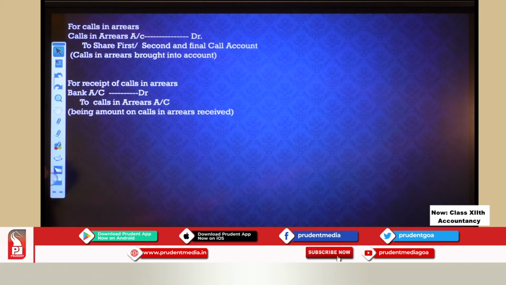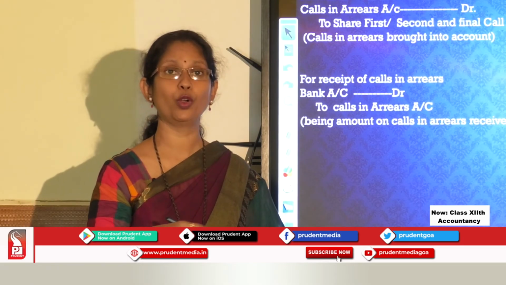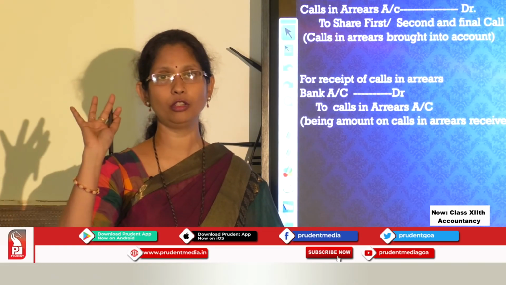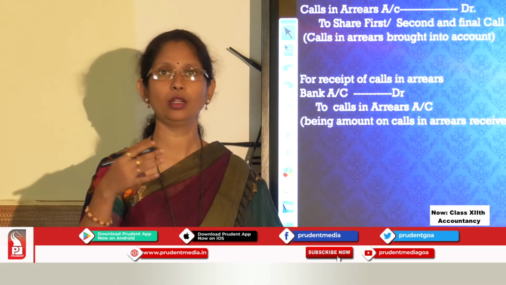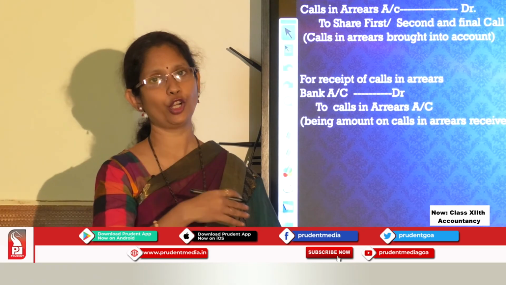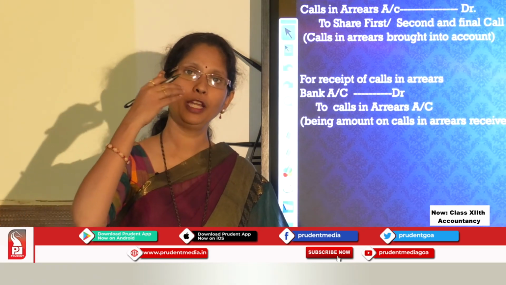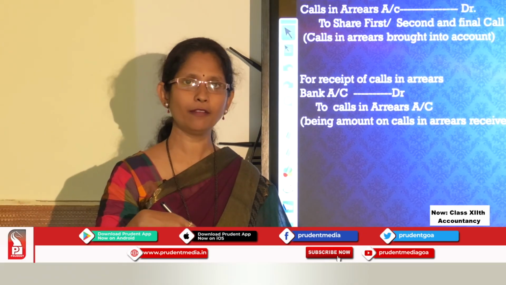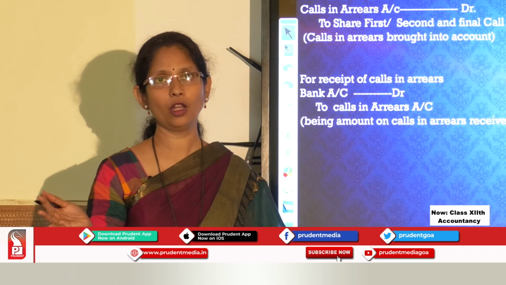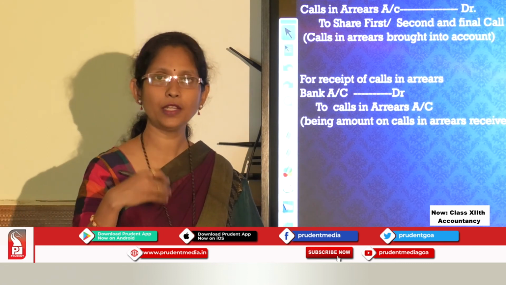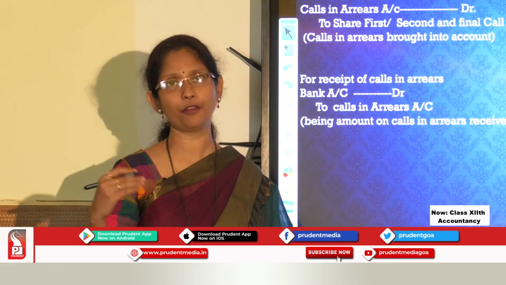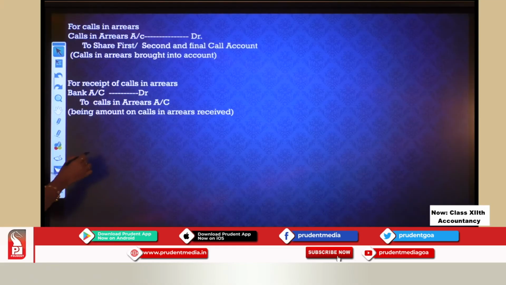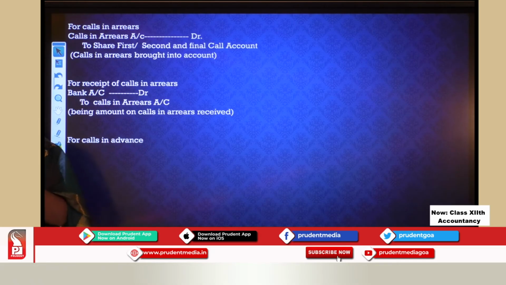Now we go for the next thing, next concept. These were the calls in arrears. Now there may be some people who want to finish off paying all the money on the shares, whether the company makes the call or not makes the call. So along with the allotment money only, they might want to pay the full entire amount on the shares. Then the company is receiving this call money in advance. Company has not yet made the call. So the company receives the money in advance. It is a liability for the company, right? So it is called as calls in advance. So let us see for calls in advance how the company records.